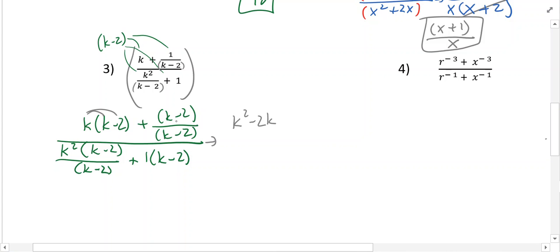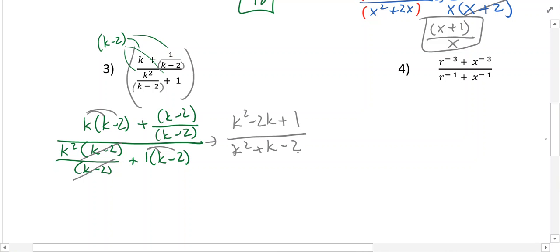On this next one, yes, they'd cancel out, but remember, if something on the bottom is the same as something on the top, this turns into a 1, not 0. It doesn't just disappear, so it's plus 1. On the bottom here, k minus 2 cancel, so you're left with just k squared. And here, when you distribute the 1, you have plus k minus 2.